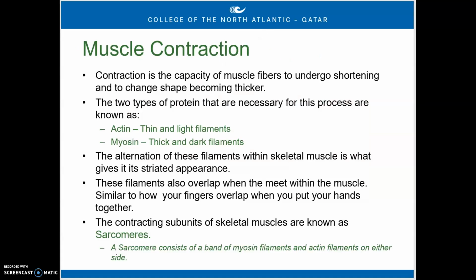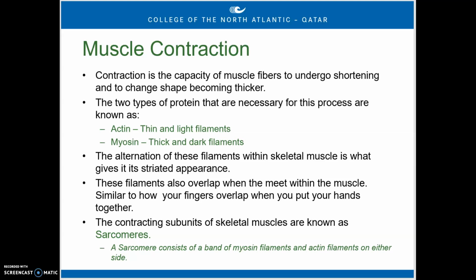Alright, so let's talk about our first big physiological process, and that's going to be muscle contraction. When we talk about contraction in muscles, what we're talking about is the capacity of a muscle fiber to undergo shortening, to change its shape and to become thicker. So contraction is when muscle fibers get shorter, and when they do that, they get thicker.